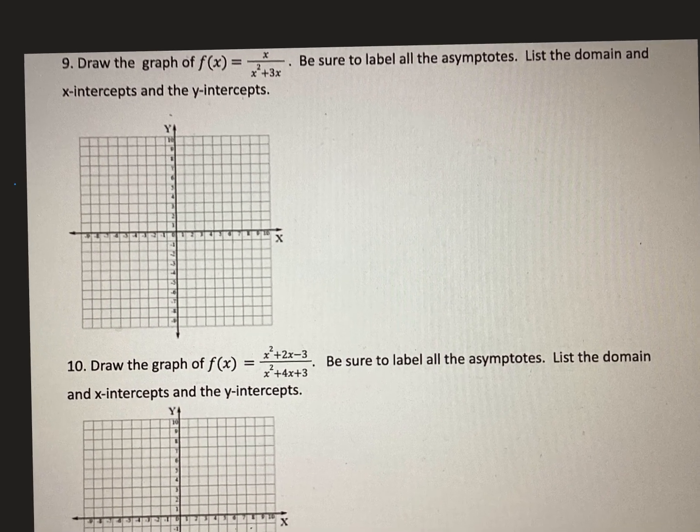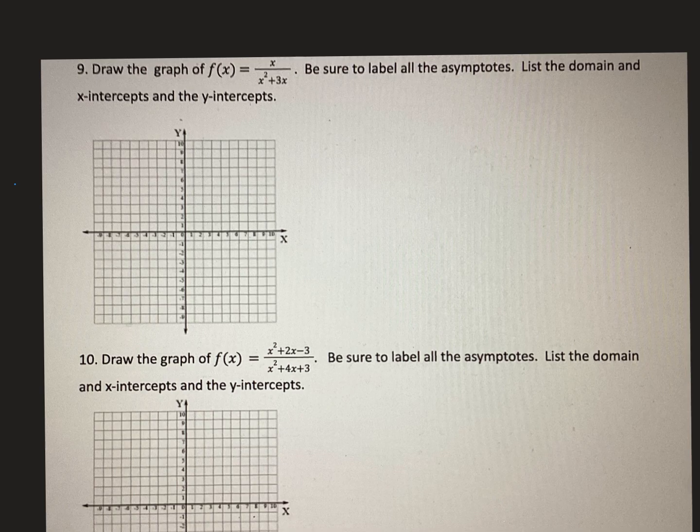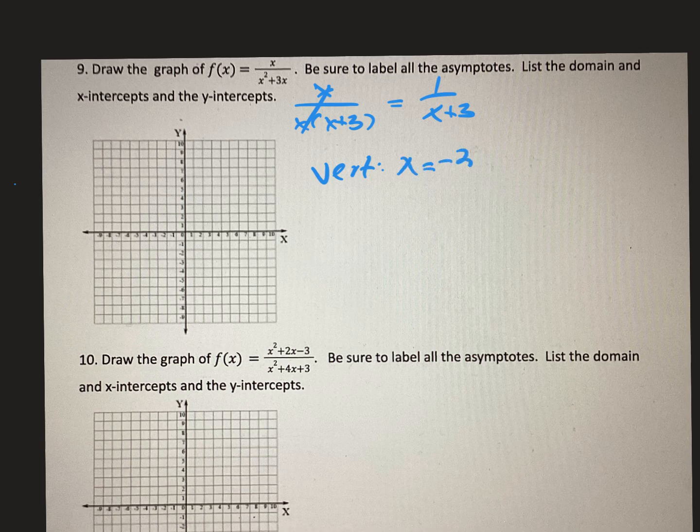Number 9. Gonna list all our stuff and then graph this thing. Let's factor first though. When I factor, I'm getting x over, factor out the x, that leaves x plus 3. The x is canceled, so what I'm really going to graph is 1 over x plus 3. So let's go. The vertical, whatever makes the bottom 0, which is negative 3. Horizontal, the bigger degree is on the bottom, which means y equals 0.